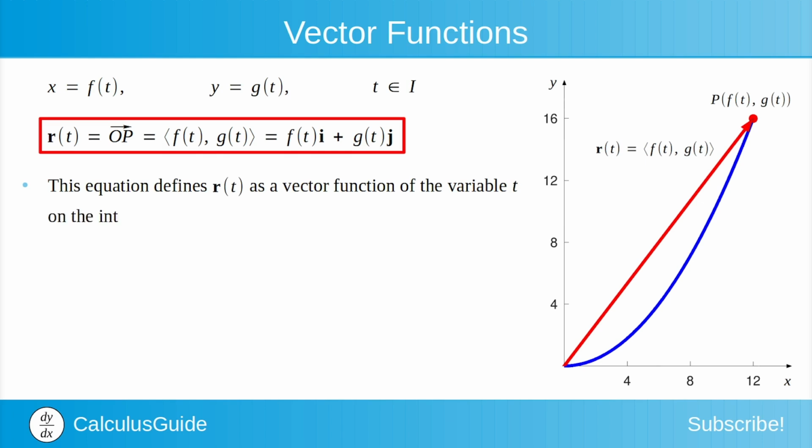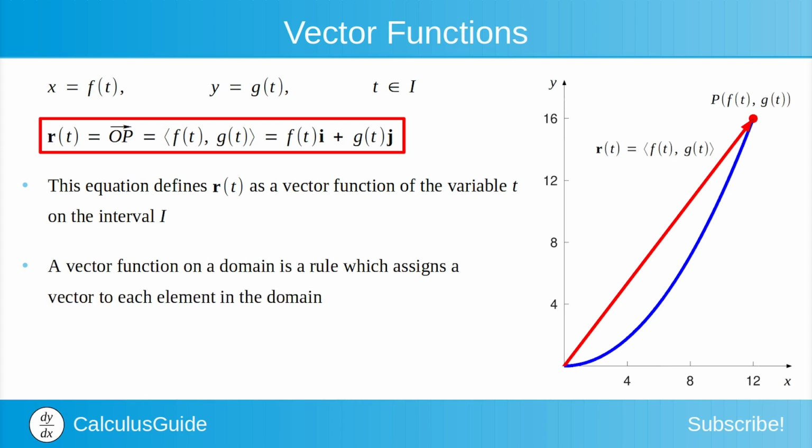This equation, now highlighted, defines r of t as a vector function of the variable t on the interval I. A vector function on a domain is a rule which assigns a vector to each element in the domain. When we say domain, we're referring to the set of allowed input values to the function. Here, the vector function r of t is assigning a position vector to each value of time t on the interval I.